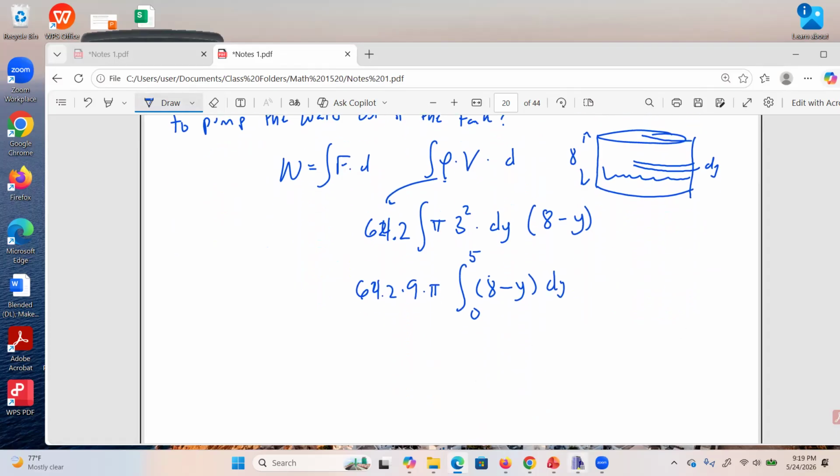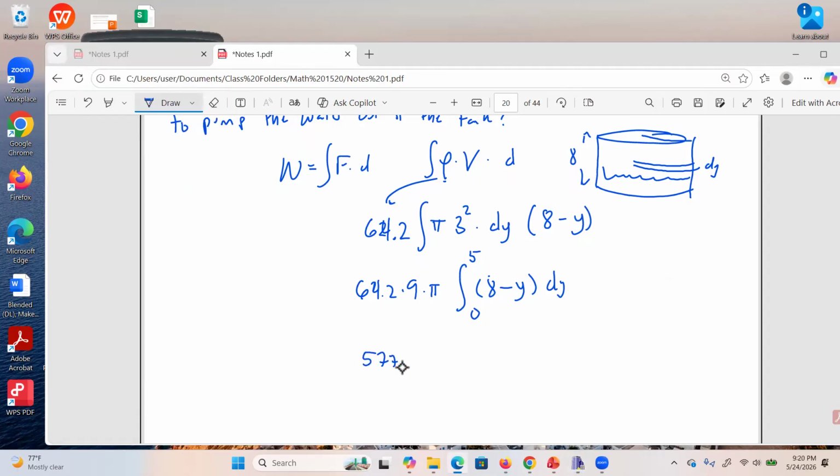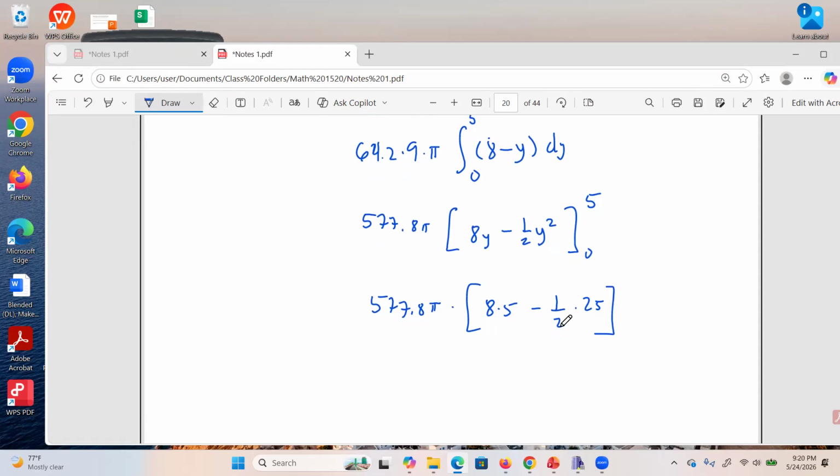Okay, so let's see. Now let's go ahead and turn the calculator on here. 64.2 times 9 times pi equals 577.8 pi. And here we're going to say this is going to be 8y minus 1/2 y squared going from 0 to 5. All right, so we can go ahead and plug that in. So we have 577.8 pi times 8 times 5 minus 1/2 times 25 here. Okay, so we have 40 minus half of 25.